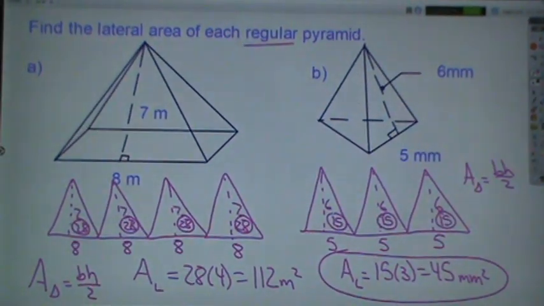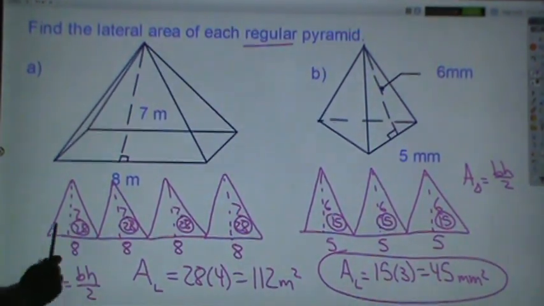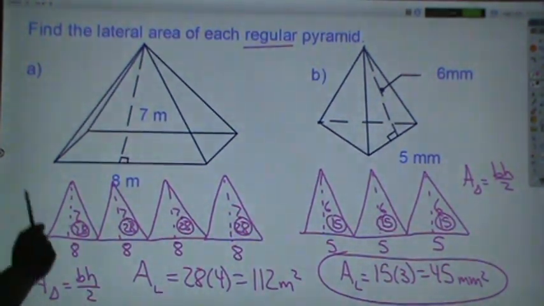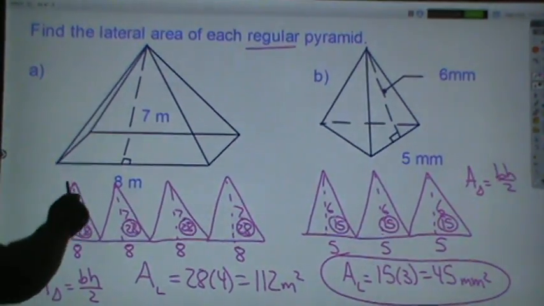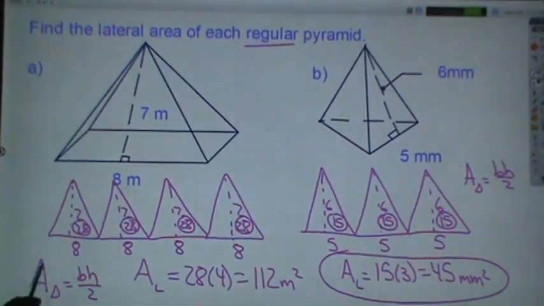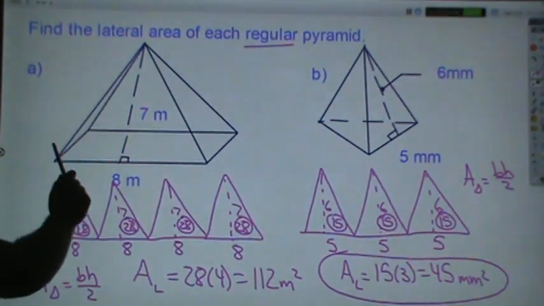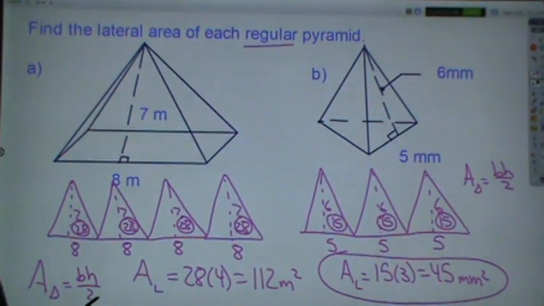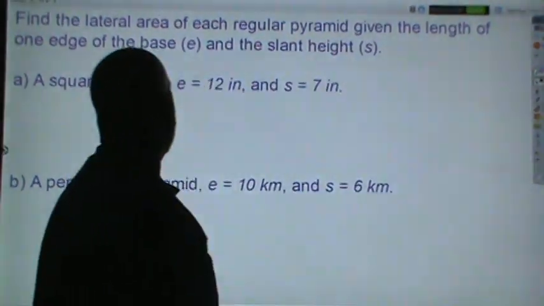On these previous problems, it looks like we calculated the area of each triangle by doing the base times the height, and the base was an edge of the pyramid, and the height of the triangle was the slant height of the pyramid. We divided that by 2 to get each area, and then we multiplied by the number of lateral surfaces.